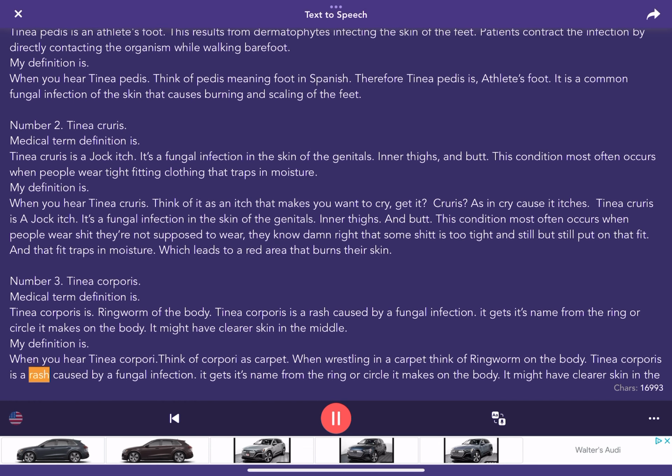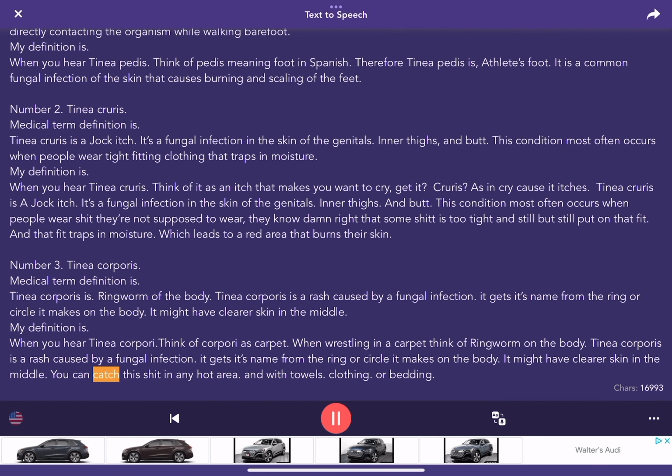Tinea corporis is a rash caused by a fungal infection. It gets its name from the ring or circle it makes on the body. It might have clearer skin in the middle. You can catch this shit in any hot area and with towels, clothing, or bedding.